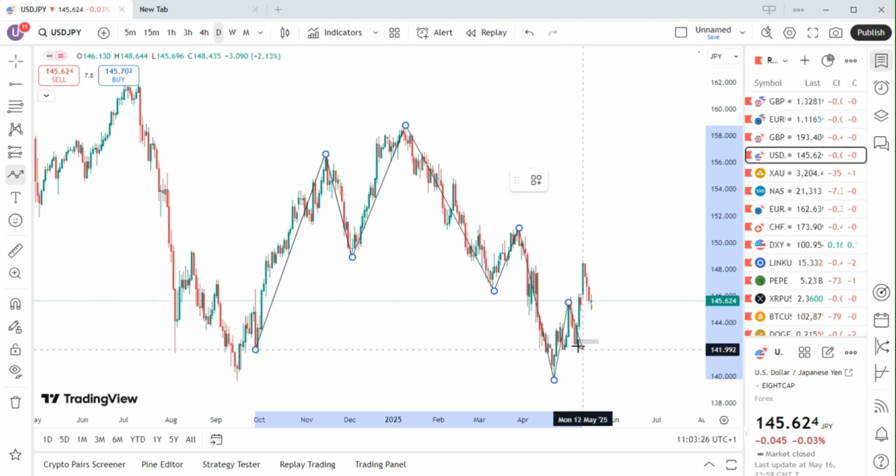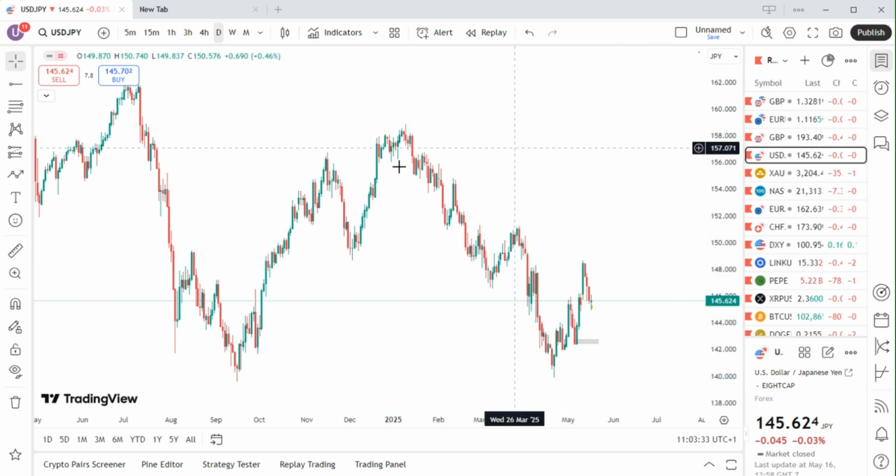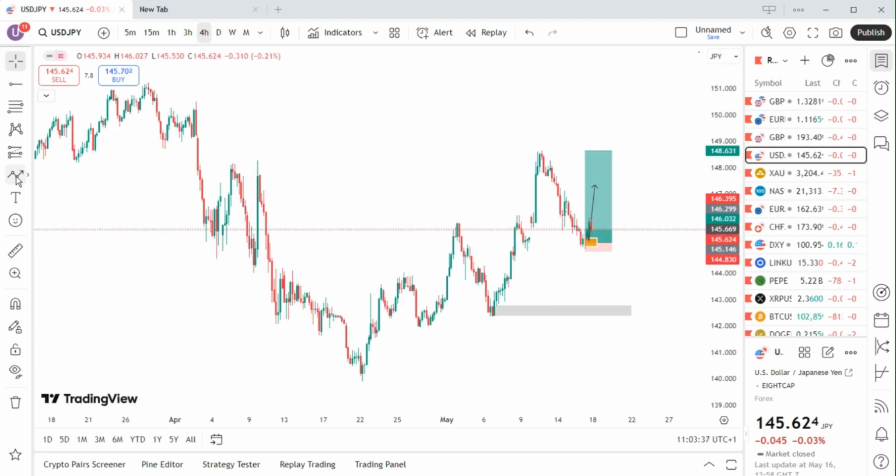We're supposed to fall down to give us a new low. Price refused, and rather price is reversing towards a bullish trend. So on a daily time frame, we are moving towards a bullish trend. Let's go down to the 4-hour time frame and see what is happening.